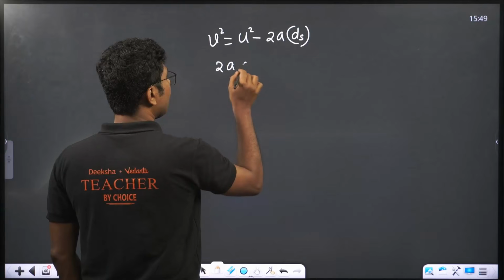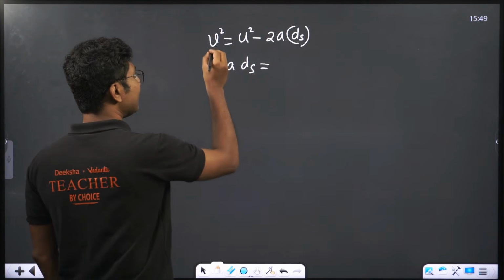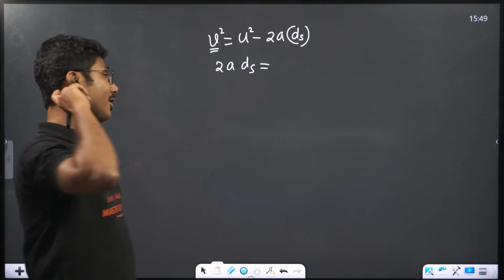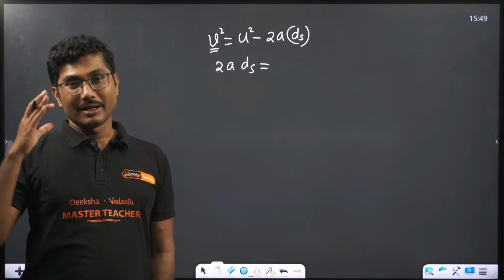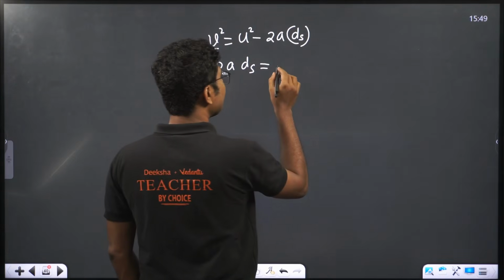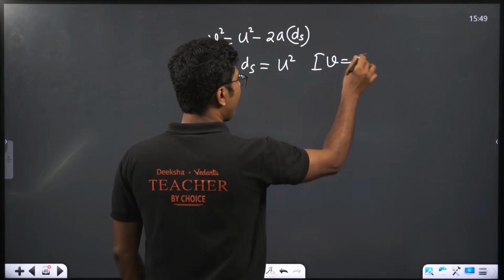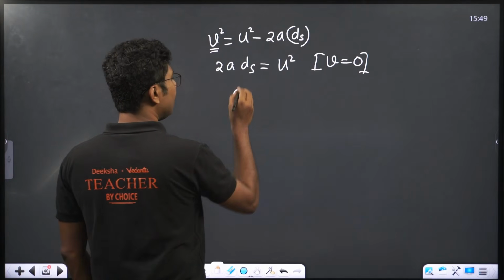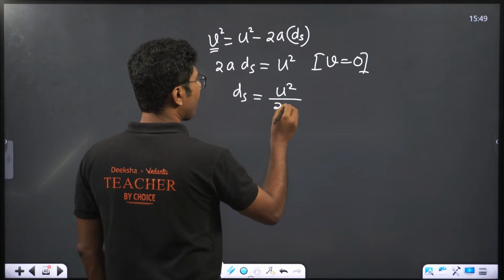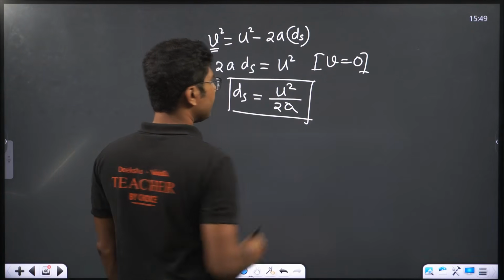So 2a d stop equals... now the final velocity is 0, right? When the object applies the brake and comes to a stop, the final velocity is 0. So 2a d stop equals u square. Okay, final velocity is 0. That means the stopping distance will be u square by 2a. This is the distance to stop.